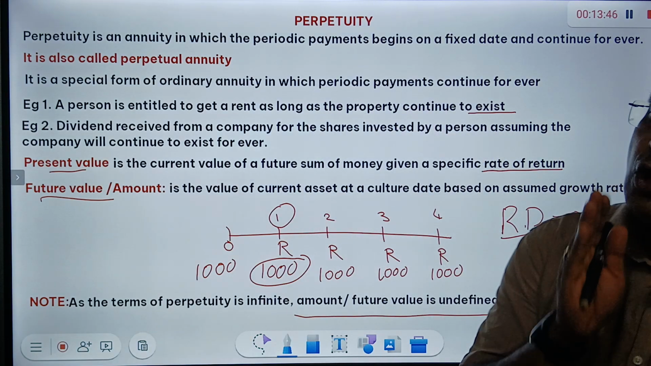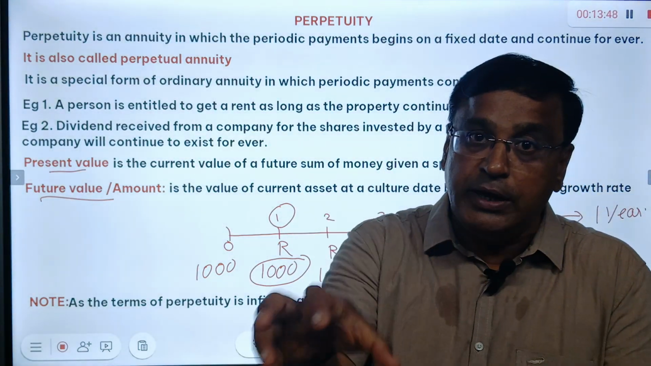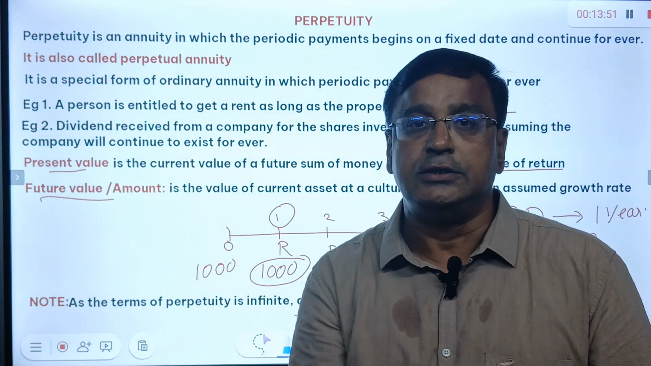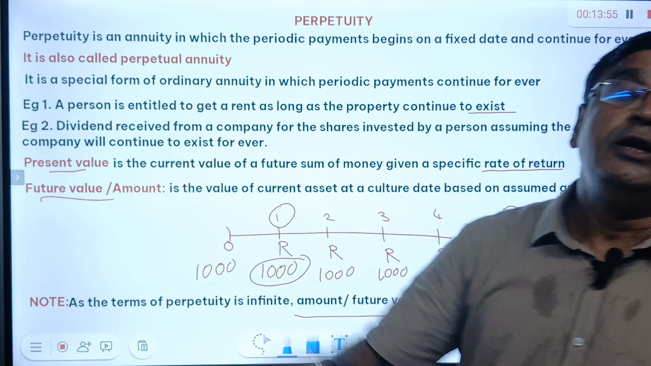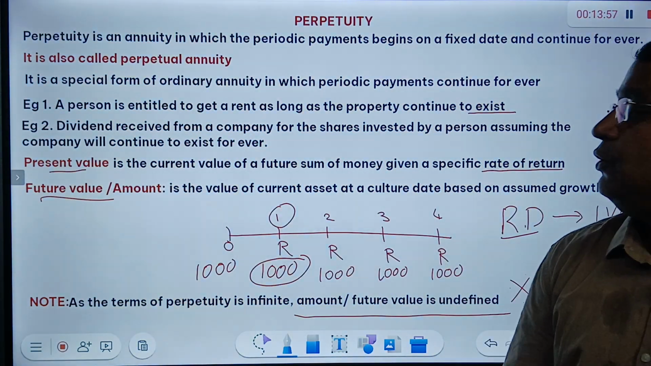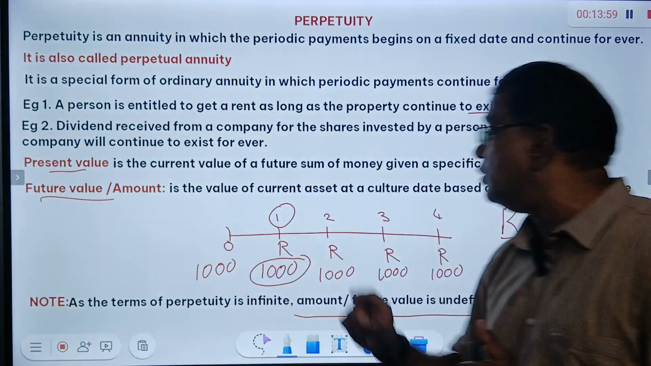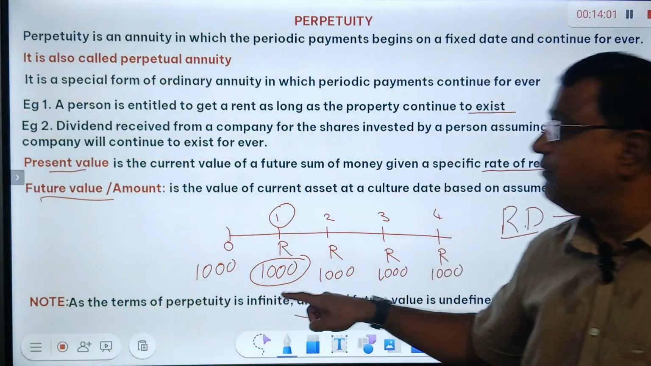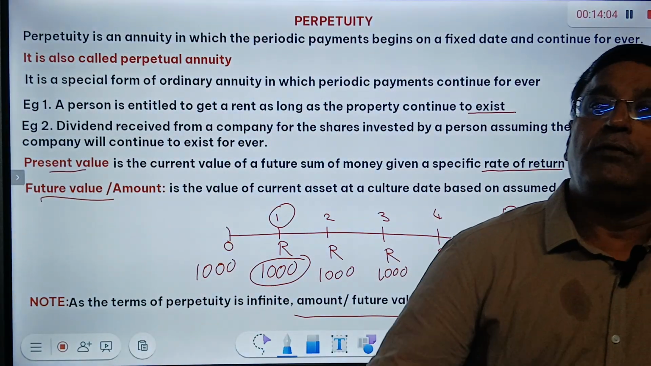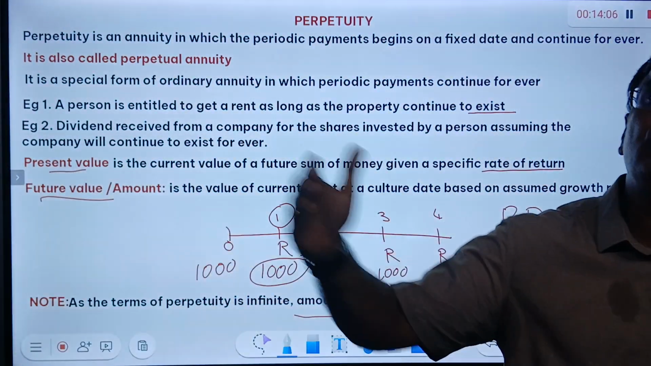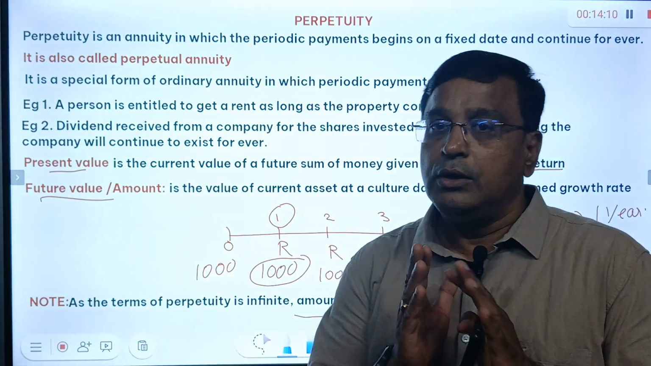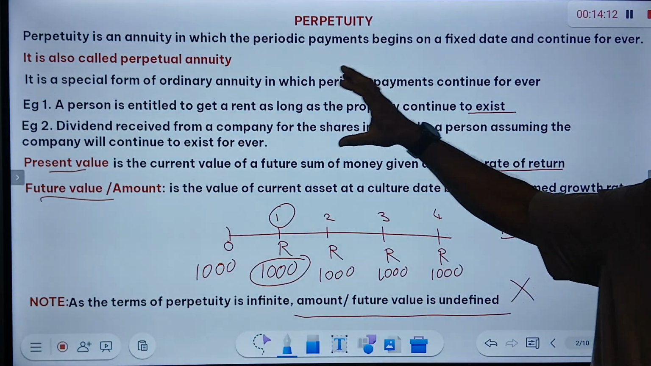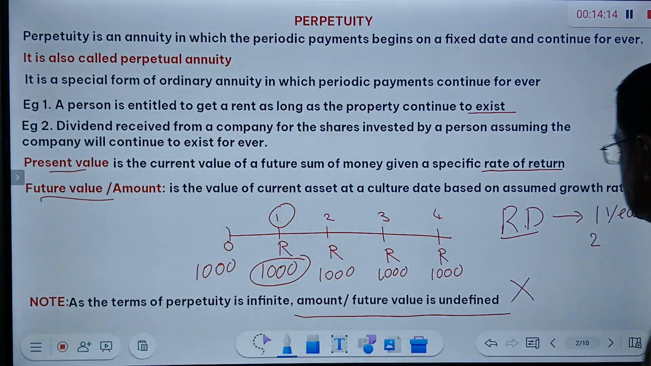Now you can talk about present value, the value of the money at a particular instant. You can talk about present value for a perpetuity, but you cannot talk about future value for a perpetuity, because future value is not defined, because you don't know when it is going to end. If you know when it is going to end, then you know that is a future value. I hope the theory of perpetuity is clear to some extent.